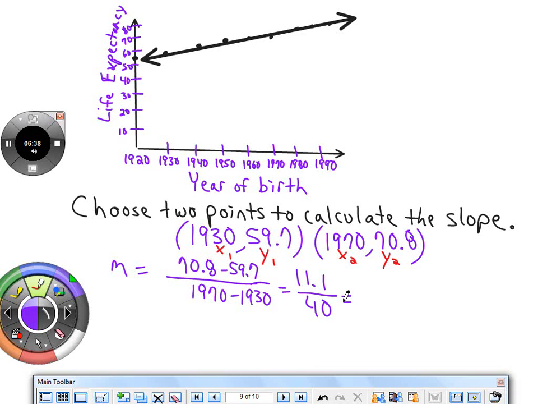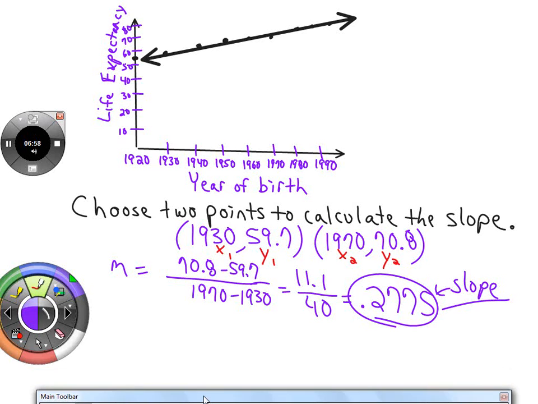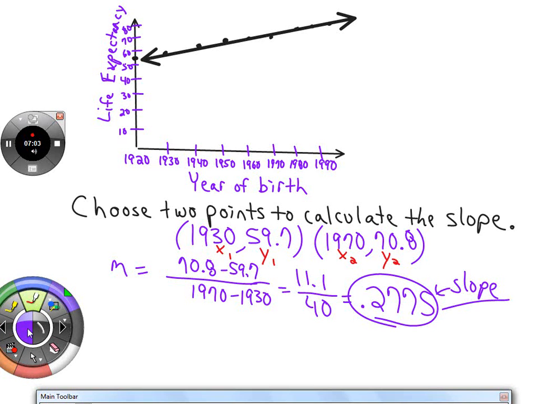We can go ahead and pull our calculator out when we're working with real data like this. It's a good idea to use a calculator. So 11.1 divided by 40, we get 0.2775, and that's our slope. So remember what we do. When you have the slope, all you need is a point so that you can continue to write the equation of the line. So what we would do is choose a point.